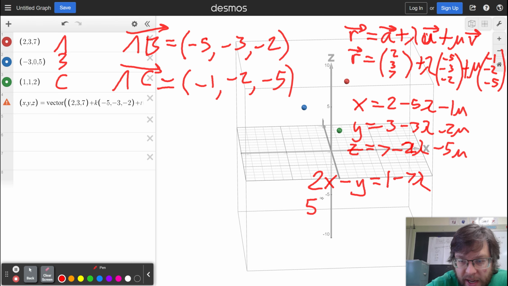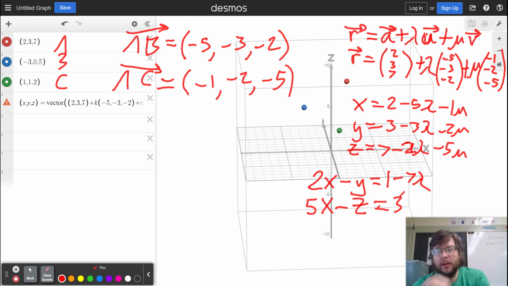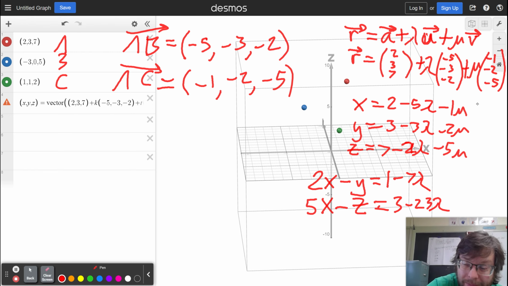If I go 5x, and then I subtract z, I'm going to have 5 times 2 minus 7 is 3. I'm going to have, excuse me, 5 times negative 5 lambda minus negative 2 lambda. So 5 times negative 5 makes negative 25, minus negative 2 makes negative 23 lambda, and then the mu's cancel out again.